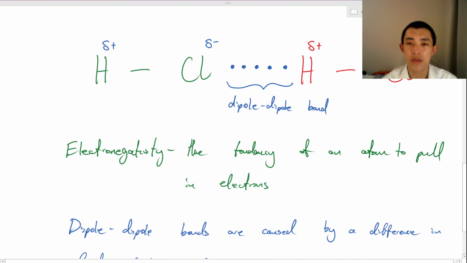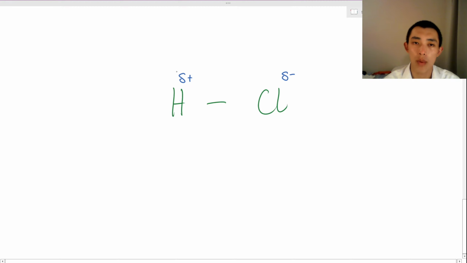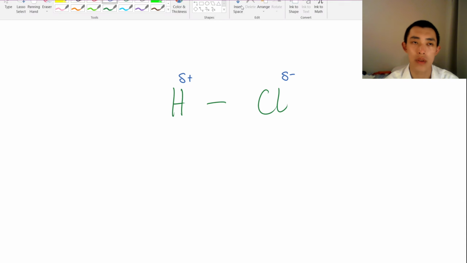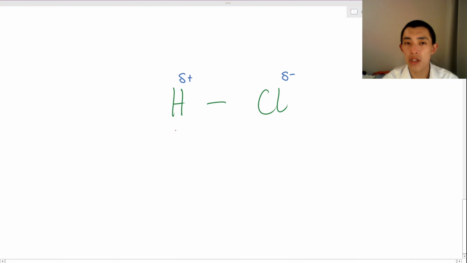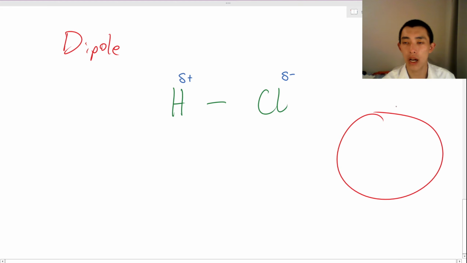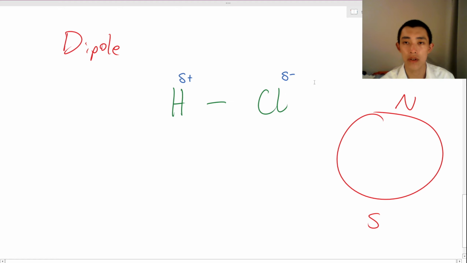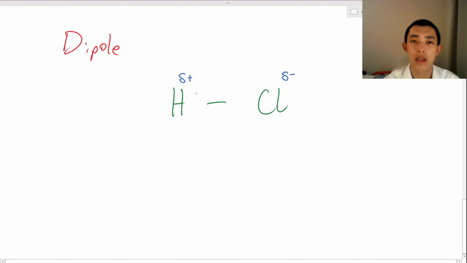Now, let's go into a little bit more detail and explore why we call them dipoles. If we have a look at our HCl once more, we can see that we have a positive end and a negative end on the right. We call this a dipole. Why is that? Well, di means two and pole means like an axis. Just like how the Earth has a north and south pole, there is going to be an axis in which we can say that there is a difference. We can see that there's a positive end here and a negative end here.